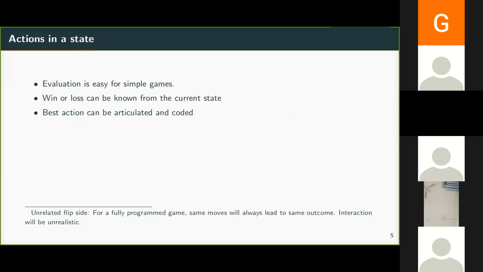Win or loss evaluation is easy for simple games, and the win or loss can be very easily evaluated from the current state. You know the current state, you can very easily say who is going to win or who is going to lose.